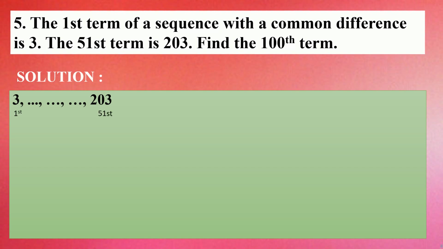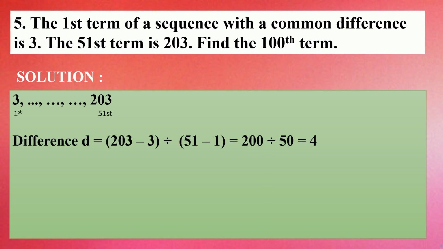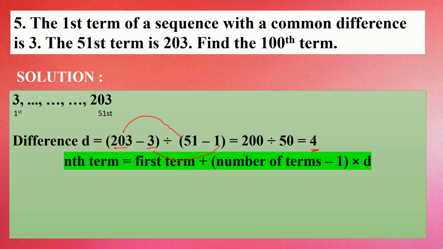We have many terms in between. The difference is what? As we saw earlier, 203 minus 3, where 203 is the 51st term and 3 is the first term. So 203 minus 3 divided by 51 minus 1, that is 4. So the difference is 4. So 3 plus 4 we have 7. After 3, the next term will be 7. It goes on and on. We need to find the 100th term, so it will be difficult to keep adding 4 every time. So we use this particular formula.